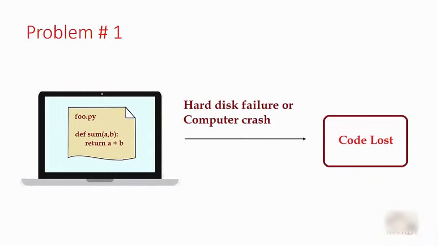Let's look at the problems that we encounter when you don't use version control system. So let's say you have a computer and you are writing code on that computer. So the code files are saved locally on that computer's hard disk. But what if your hard disk crashes or your computer has some kind of problem? In that case, whatever code you have written is lost.